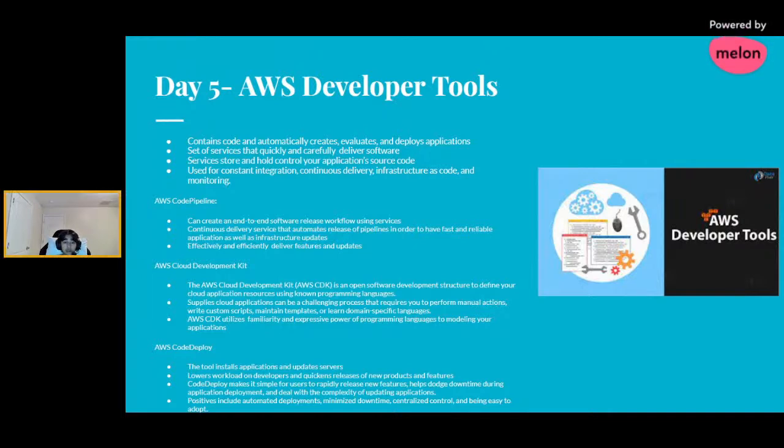And finally, AWS CodeDeploy, which is a tool that installs applications and updates servers. It lowers the workload on developers and quickens the release of new products and features. CodeDeploy makes it simple for users to rapidly release new features, help dodge downtime during application development, and also deal with the complexity of updating applications. The positives of CodeDeploy include automated deployments, minimized downtime, centralized control, and being easy to adopt. Adopt. I meant to say adopt.